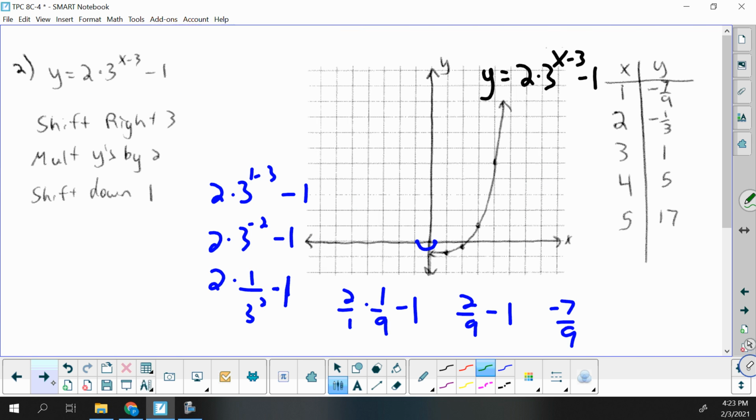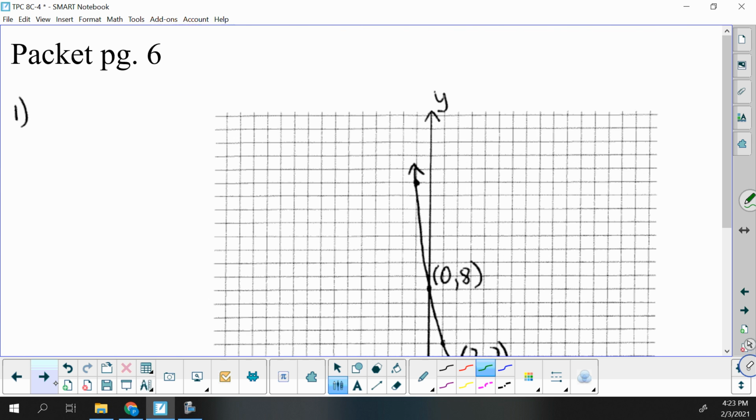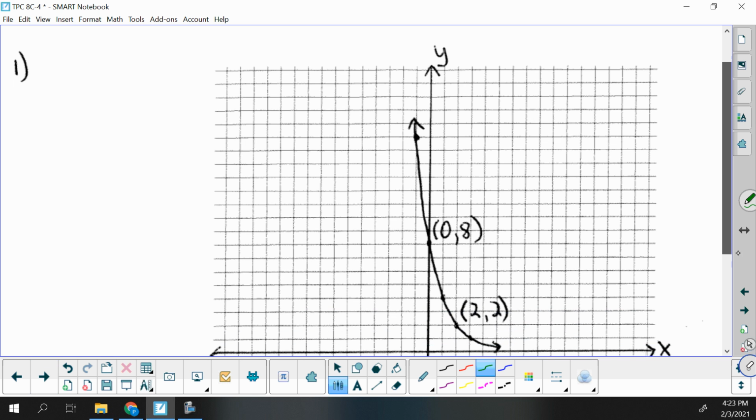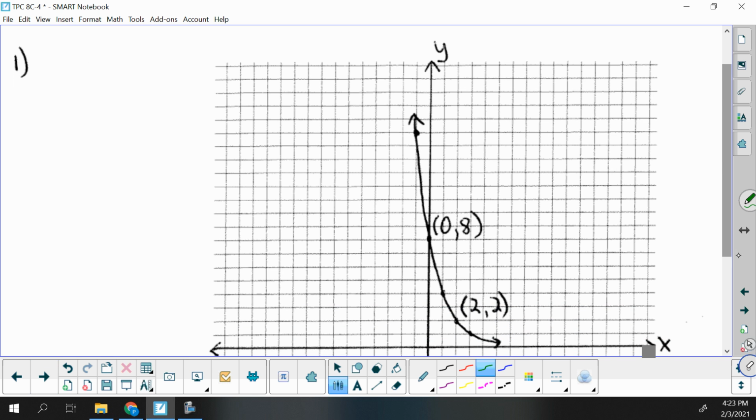All right, so if we go to packet page 6, we'll look at our new thing for today. So we're going to find the equation of an exponential function when given 2 points. All the ones we look at today are going to flatten off at the x-axis. So because of that, our base setup is going to be a times b to the x. We'll see in the coming days when it's not flattening off the x-axis, you got to add or subtract a value on the end.